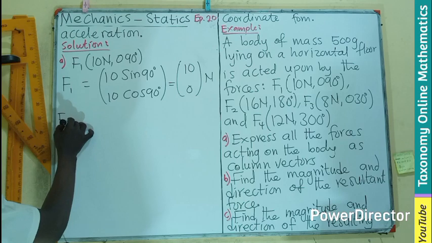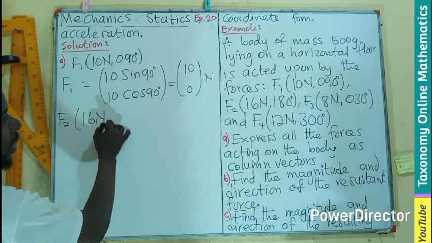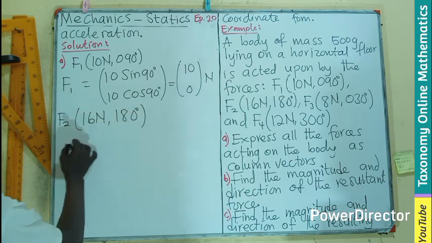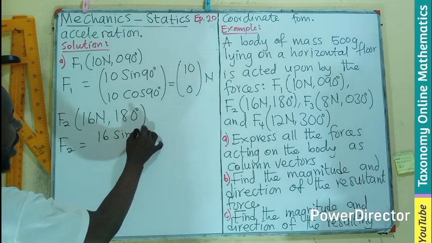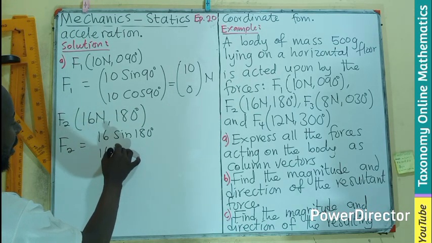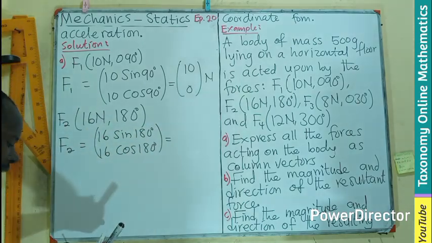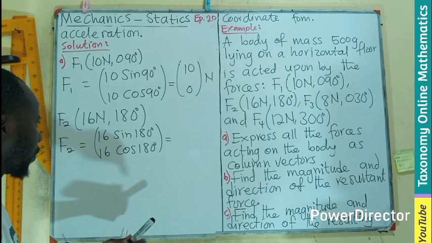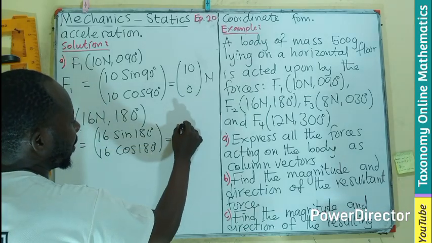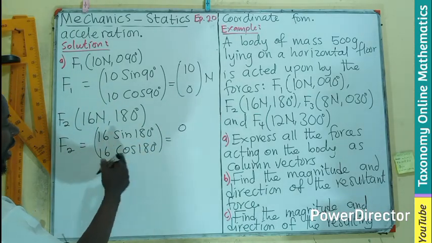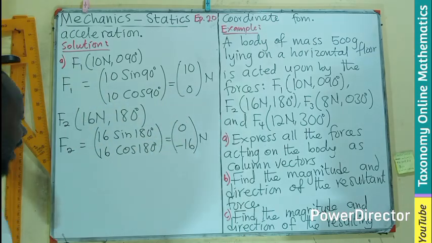Let's go for force number 2, which is 16 Newton in the direction of 180 degrees. That makes the vector column form 16 sine 180, 16 cos 180. Let's put all this in our calculator and see what we will get. Sine 180 is 0, so we have 0 times 16 being 0. Cos 180 is negative 1, so we have negative 16 Newton for the second force.